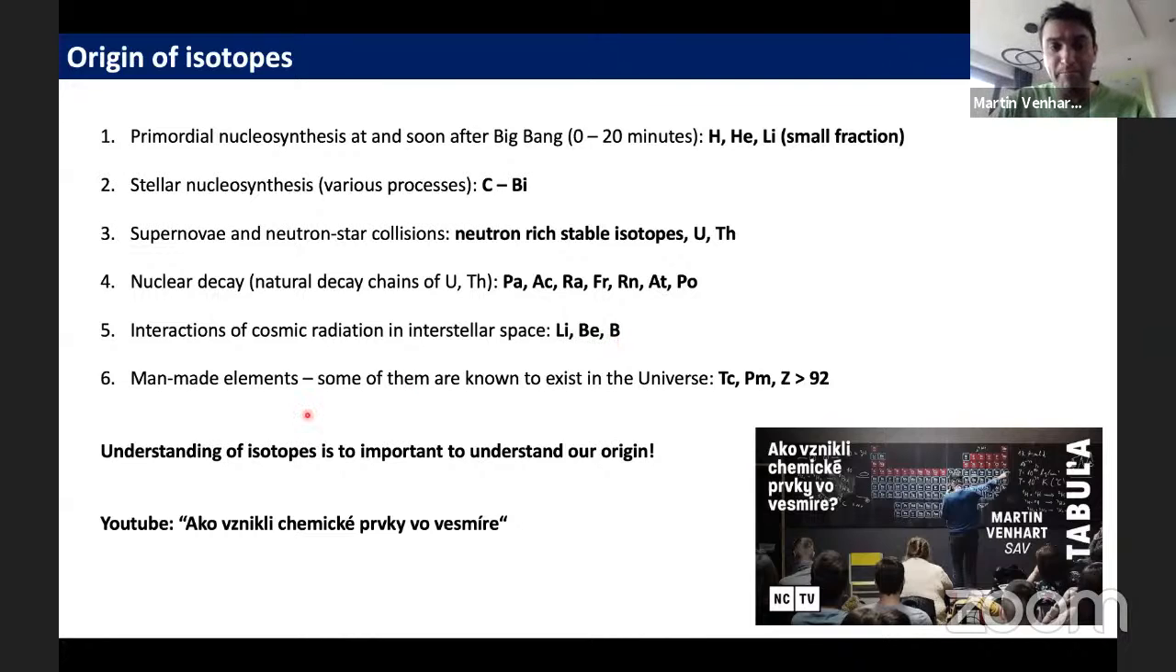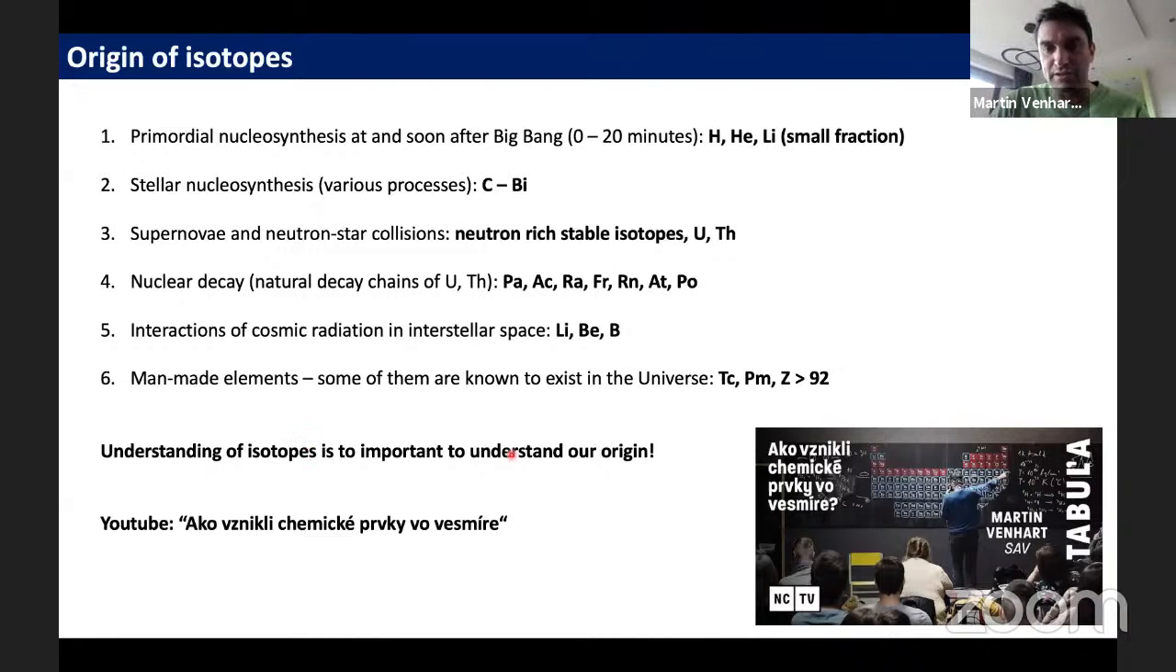And then we have man-made elements, but some of them are known to exist in the universe. Those are examples of technetium and promethium that do not exist on Earth, but their lines were discovered in some of the stars. And then we have a whole variety of super heavy elements going to element 118, which was quite recently discovered in Dubna. And understanding of the isotopes is therefore important for us to understand our own origin.